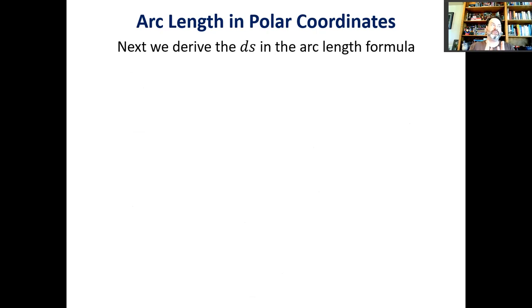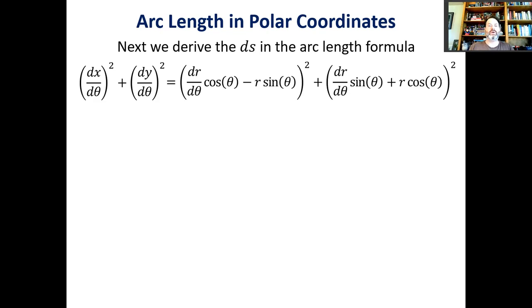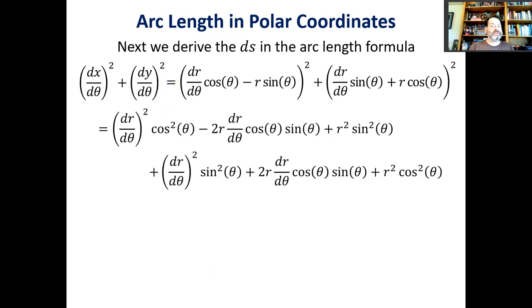Now that we've taken those derivatives, we need to derive the ds and the arc length formula. The arc length formula from 10.2 had that big radical with dx dt, dy dt. So we're just doing dx d theta, dy d theta. We want to figure out what that thing under the radical is going to be when we simplify it. So I just plug in both functions and square both functions. It gets pretty ugly here. This is all one thing.